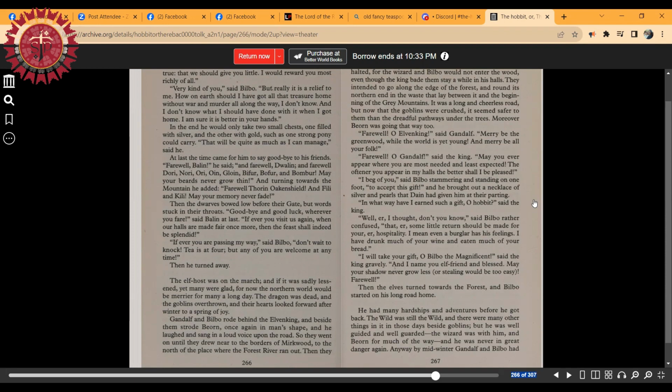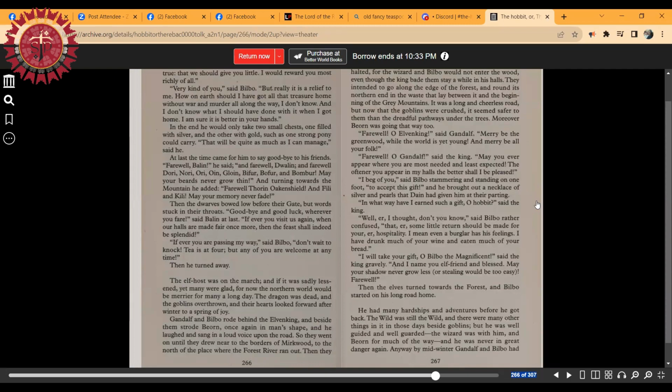I will take your gift, O Bilbo the Magnificent, said the king gravely, and I name you elf friend and bless. May your shadow never grow less, or stealing will be too easy. Farewell. Then the elf turned towards the forest, and Bilbo started on his long route home. He had many hardships and adventures before he got back.